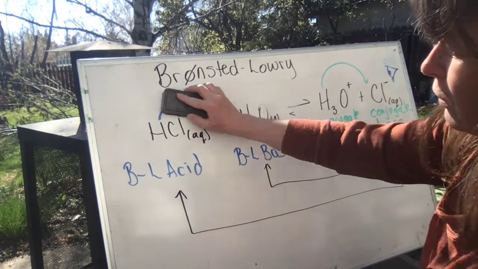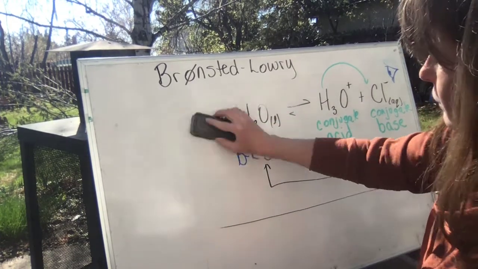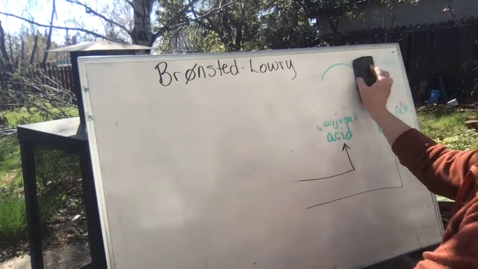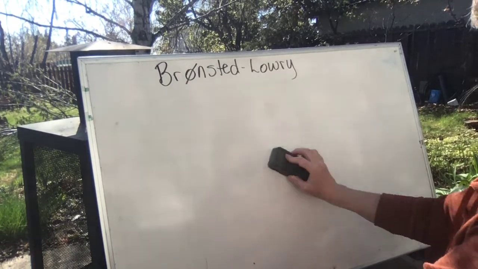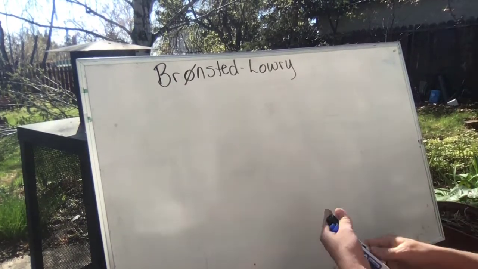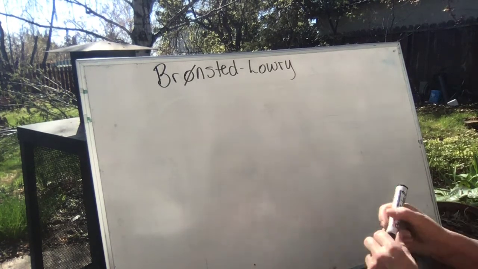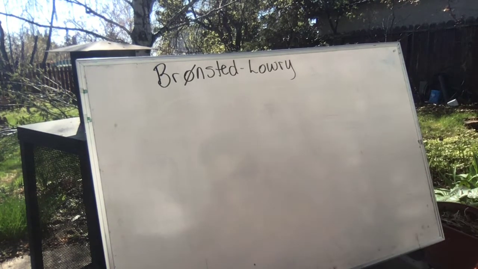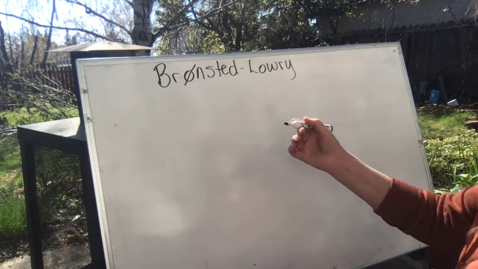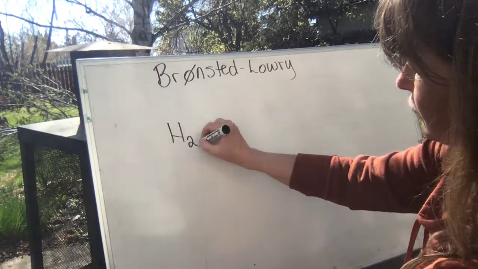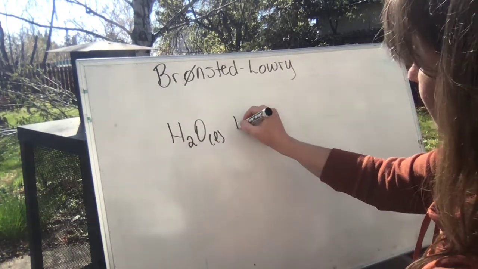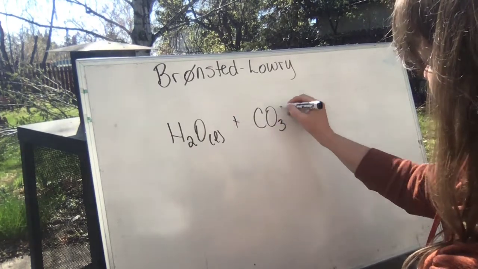Let's quickly look at a base reaction. Now, a base reaction can be any hydrogen polyatomic ion with a negative charge, or it could be something more simple, like let's take, for example, H2O, and in it we're going to dissolve some carbonate ion.